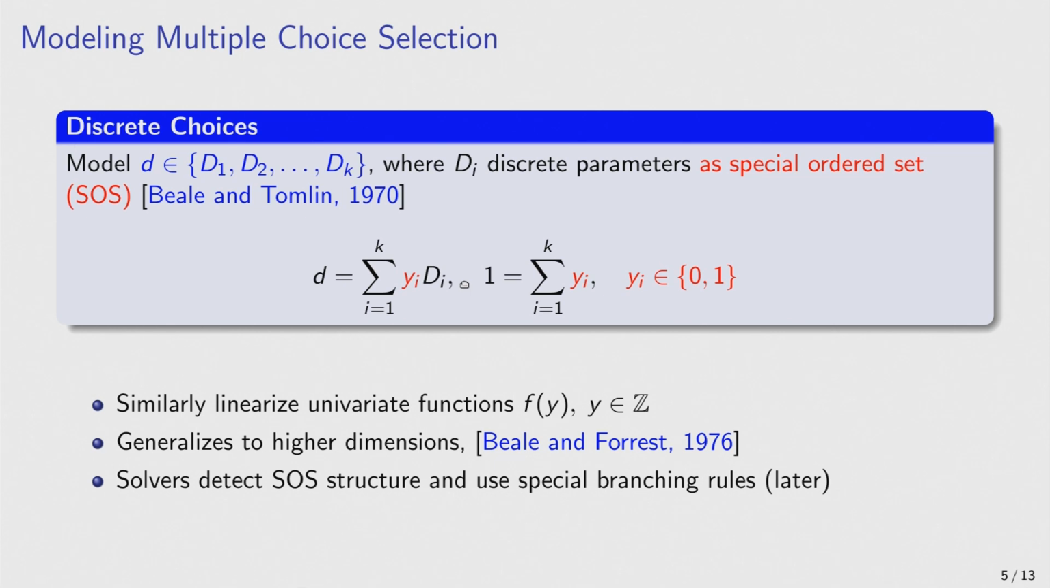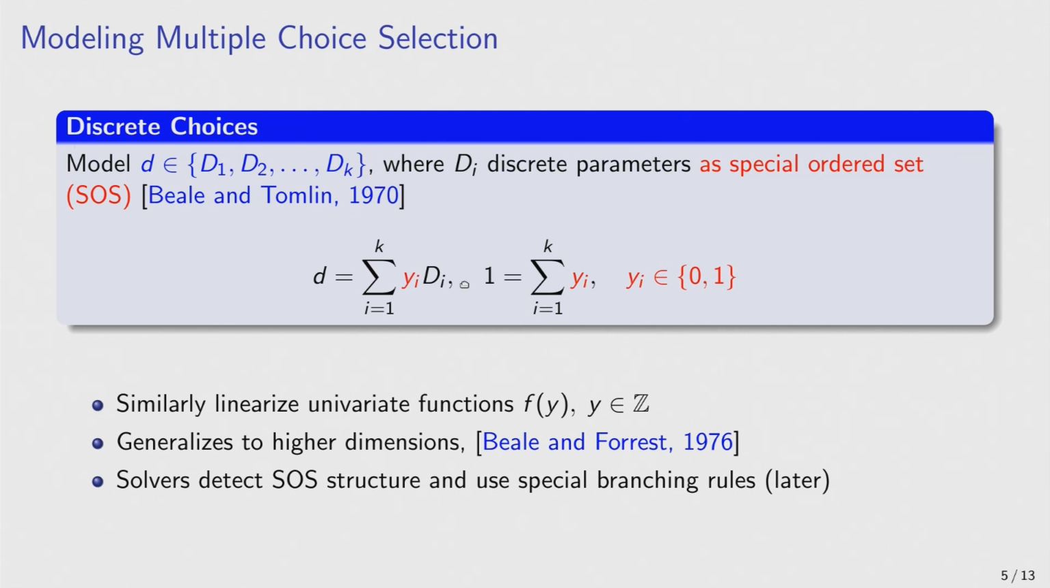And the nice thing is that solvers have a way of detecting this structure. This is a very special structure. You have a set of binary variables, exactly one of them is equal to 1, and they appear in one other constraint. This is structure that you can detect. And there are special branching rules that we'll tell you about later that allow us to solve these problems efficiently.